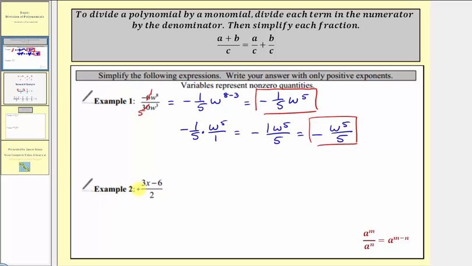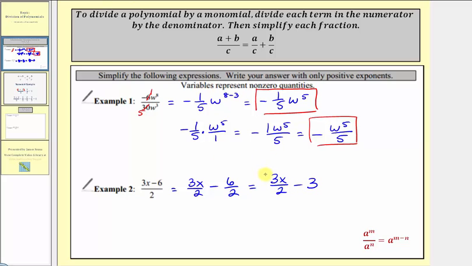Example 2, we have the quantity 3x minus 6 divided by 2. Again, we're dividing by a monomial, so we divide each term in the numerator by the denominator. So we'd have 3x divided by 2 minus 6 divided by 2. Well, notice 3x divided by 2 doesn't simplify. There are no common factors between the numerator and denominator. But here, 6 divided by 2 equals 3, so we can write this as 3x divided by 2 minus 3.